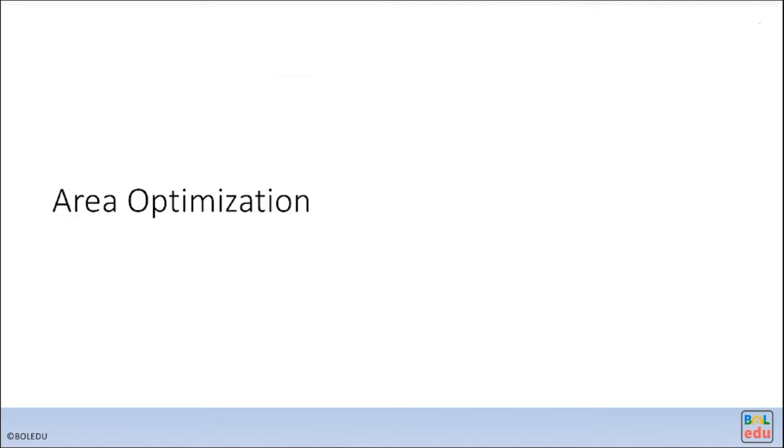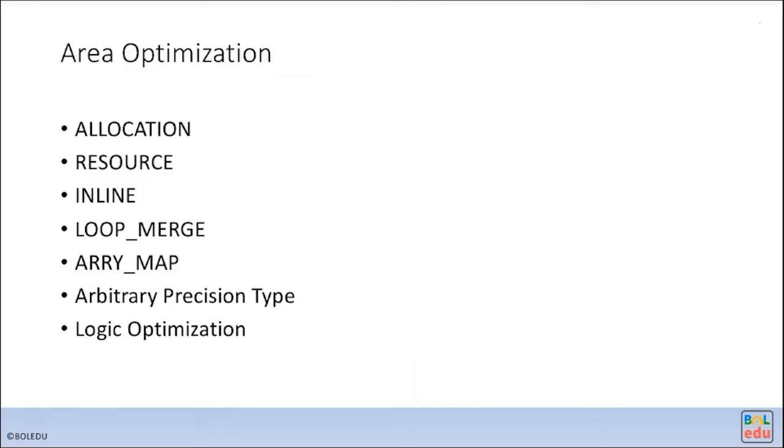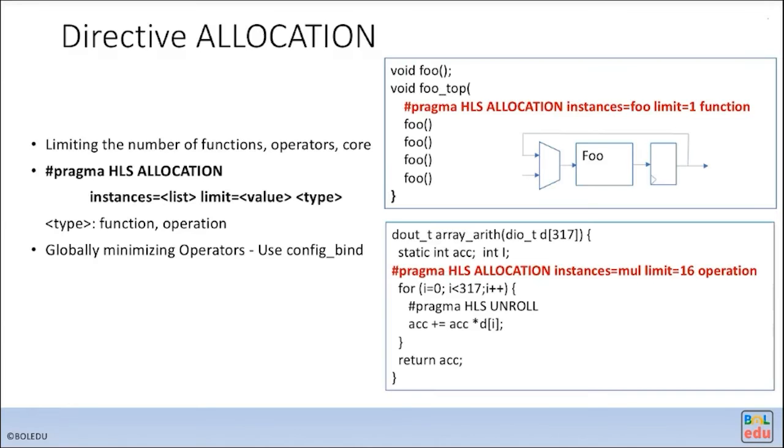Okay, so that's the various techniques I introduced to reduce the latency. Let's look at the area optimization. There are the following techniques for area optimization, and I will go through them. First, if you want to limit the resource usage, you can use the allocation directive. With this allocation, you can specify how many you want to use and the type of resource to use.